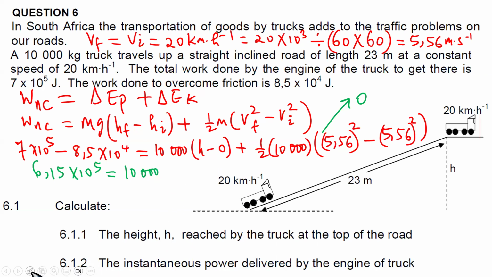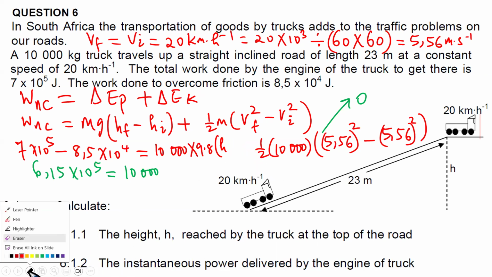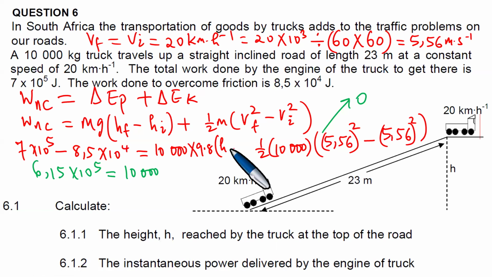Right, okay, yeah. It's exactly 10,000, but please watch out here, because we have 10,000 multiplied by 9.8, and we then have the height h minus 0. Right, so we have the height h minus 0. That's what we have, and we add all these things here.